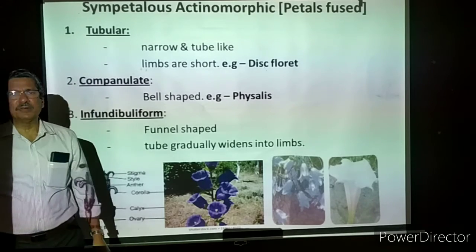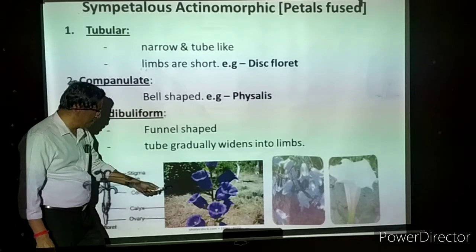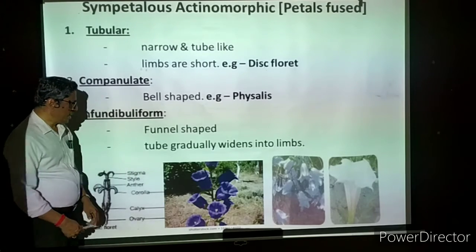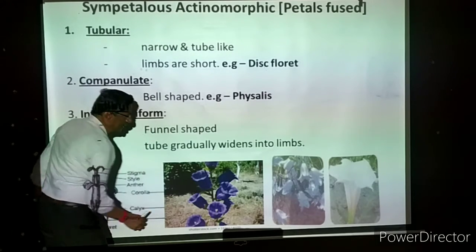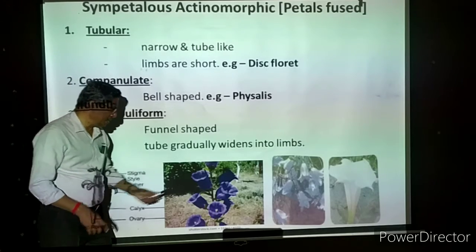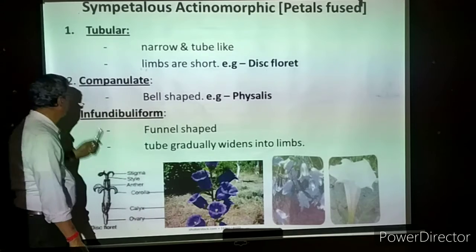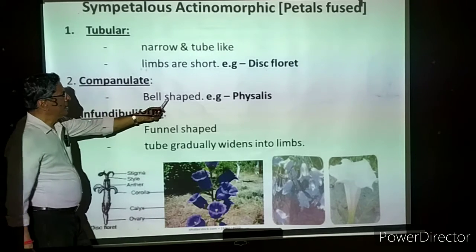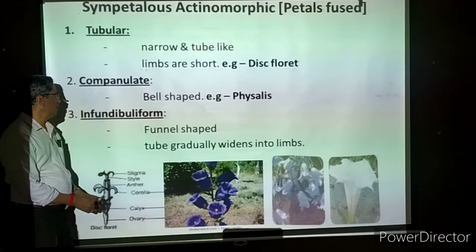Campanulate, already we have studied for calyx. Campanulate means bell shape. Now see this flower. If you take only the corolla, it is giving the appearance of a bell. For puja and all we use a bell, so like that bell shape, that is called a bell shaped corolla. Campanulate, bell shape. Example, Physalis, this is the plant Physalis.